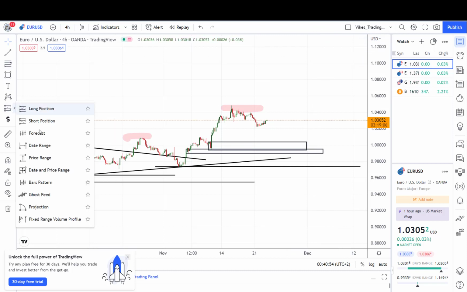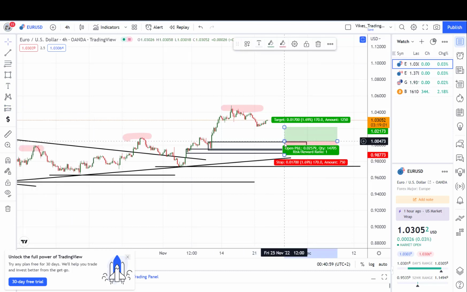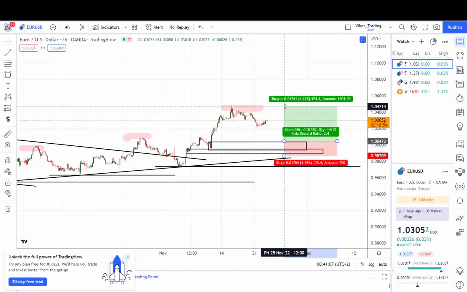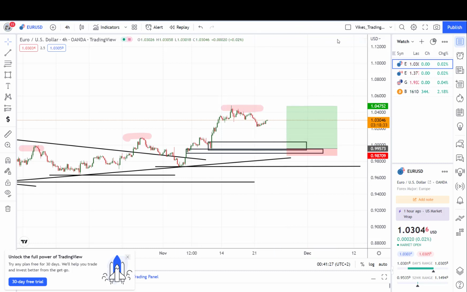So my first scenario will be around something like this, obviously with my first target at the previous high. And that's a 1:2. Then my other area of entry will be around that place to the previous high, which is around 1:6. Yeah, so that's my EURUSD outlook.